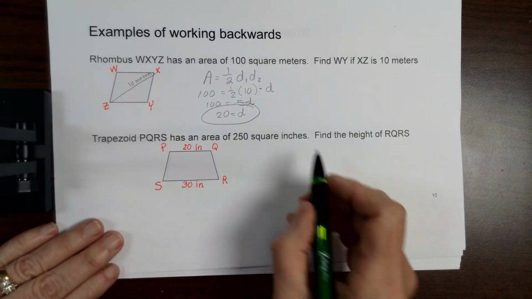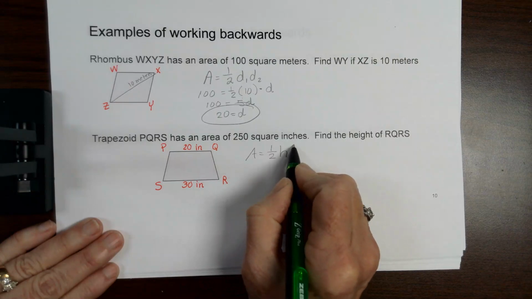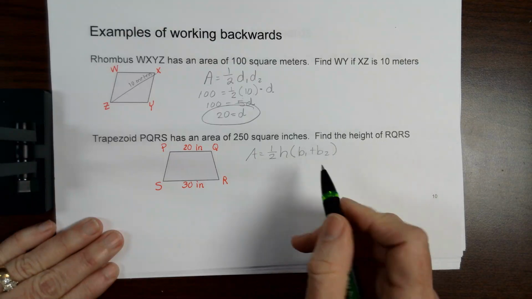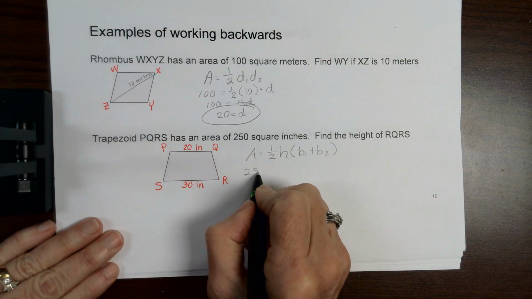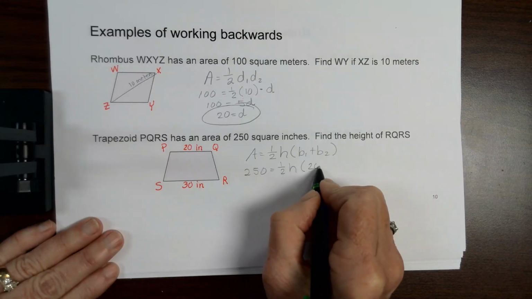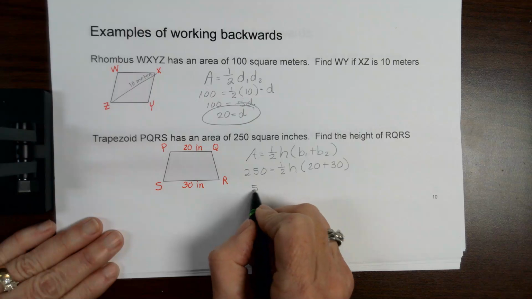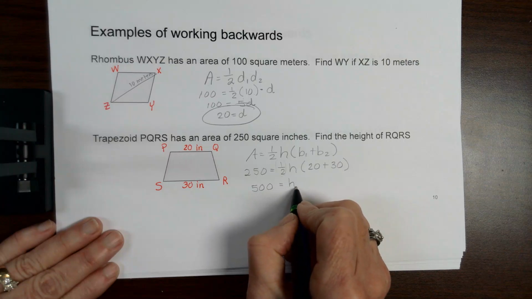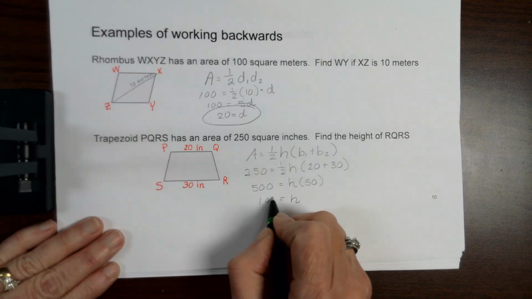Same thing with the trapezoid. The area is equal to 1/2 the height times the two bases added together. Obviously I'm looking for height here because I have 250 is equal to the area. 1/2, I don't know the h, but I do know the 20 plus the 30. So this is going to be 500 is because I'm going to get rid of this, times 50. I'm going to divide and I get h is equal to 100.